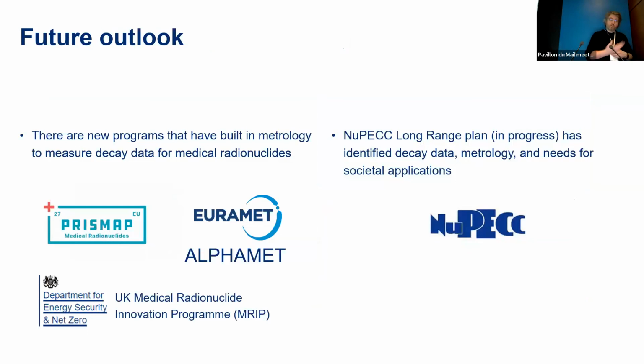So future outlook, well, I think it's really good at the moment. There's lots of new programs coming out. So we have PRISMA, we have Alpha-emitters. The UK government Department has got the Medical Radionuclide Innovation Program. And these have got built-in metrology to measure decay data for the medical radionuclides. This is excellent. I'm sure that there are lots of other programs that I don't know about, but those are the ones I could think of at short notice.